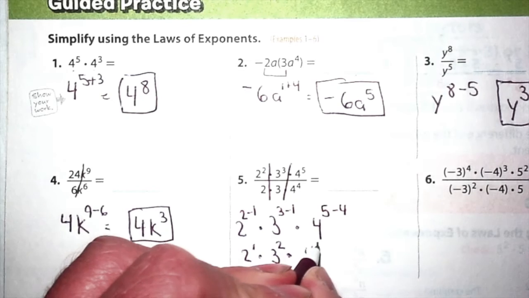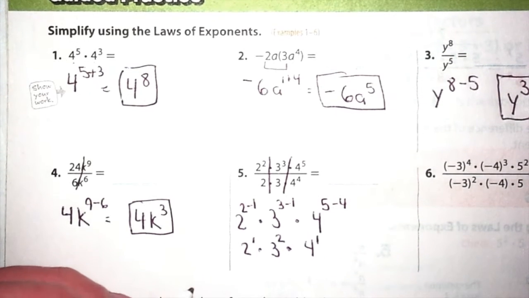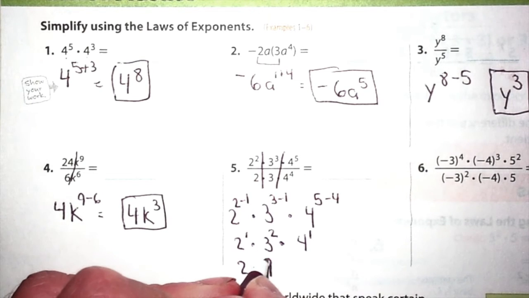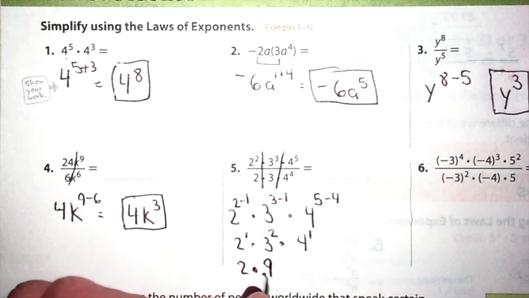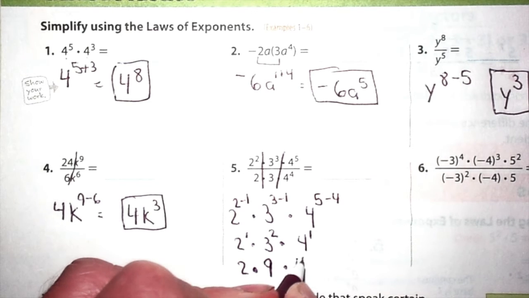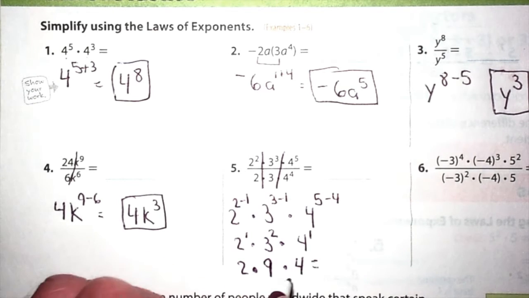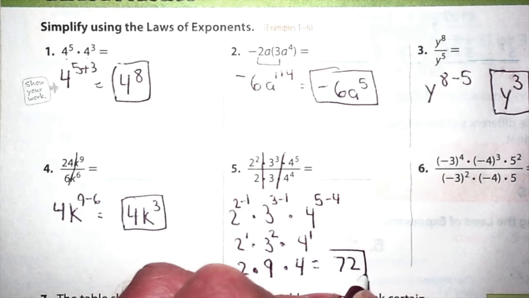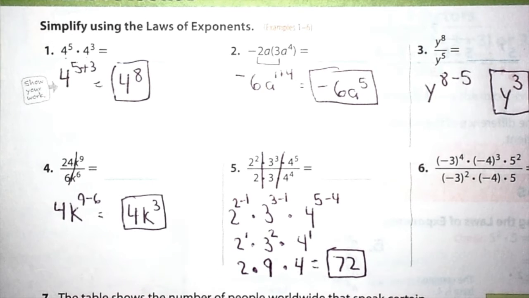the 1st. Well, 2 to the 1st is really just 2, times 3 to the 2nd, which is 3 times 3, which is 9, times 4 to the 1st, which is just 4. Well, I'll do these two first. 9 times 4 is 36. 36 times 2 becomes 72.